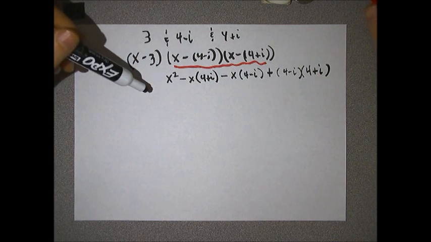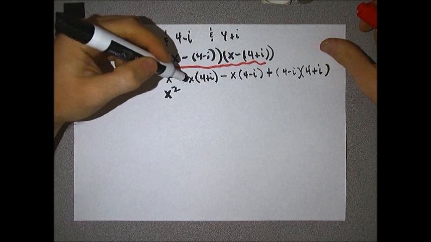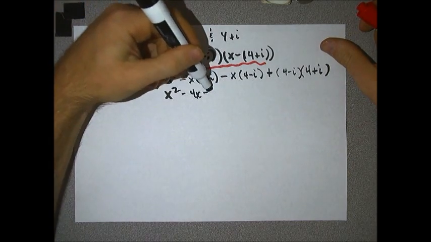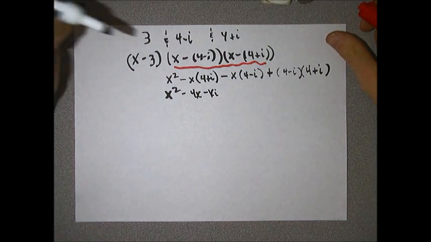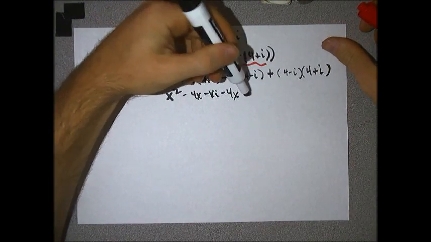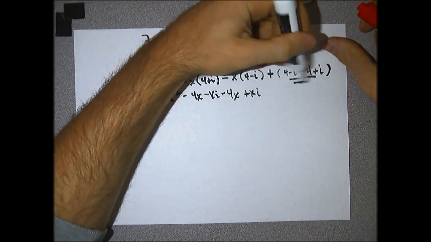Now we're going to go to the next line. We're going to distribute. So I have x squared. x times 4, it's a negative x, so negative 4x minus xi, minus 4x, negative, negative, double negative, plus xi. Over here, we're going to FOIL.